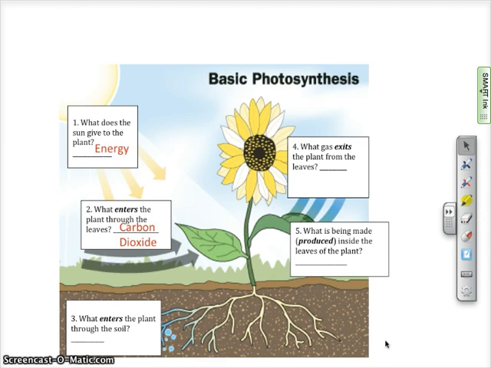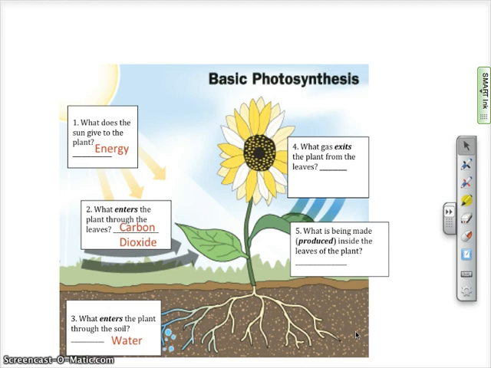Number 3, what enters the plant through the soil? Notice on the bottom, this is what we have to do to our plants in order to keep them alive. We add water. Now, those are all our reactants. That's what goes into the plant in order for the reaction to happen. Coming out are the products.